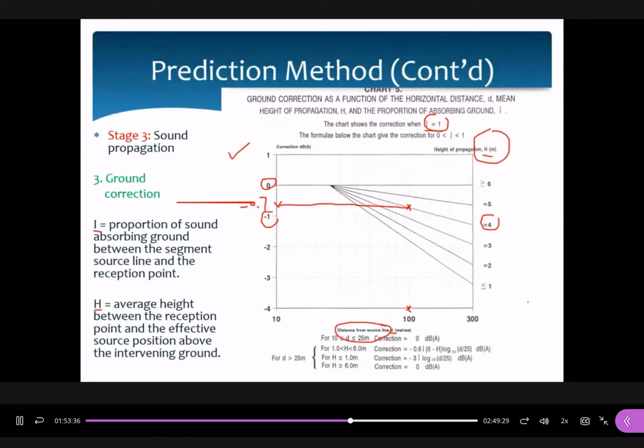Now if I assume that I is equal to 0.5, not 1, do not make use of this figure, because this figure is only valid for I equal to 1. In this case, you have to make use of the equations here, substituting the relevant values of I, H, and D into the corresponding equations to find out the correction factor. Any problem?